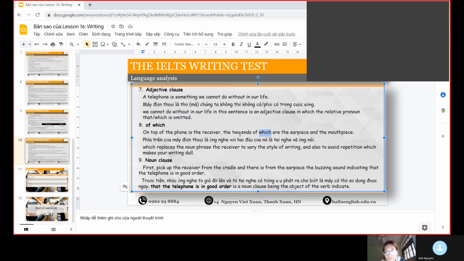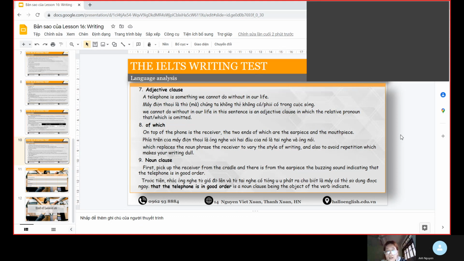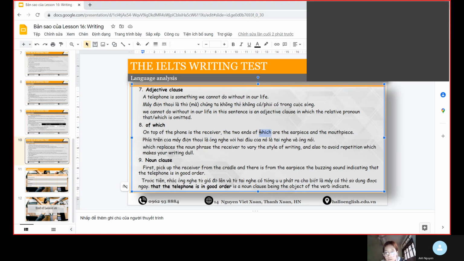"Of which." In the full version, "On top of the phone is the receiver, the two ends of the receiver are the earpiece and the mouthpiece." You cannot be sure that in the other sentences you will not repeat the word "receiver." So try to replace it with "which."